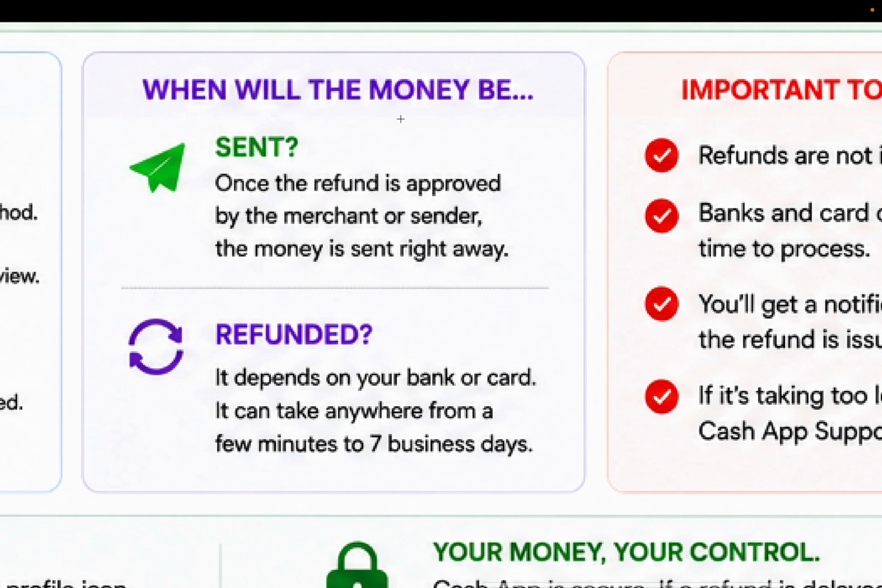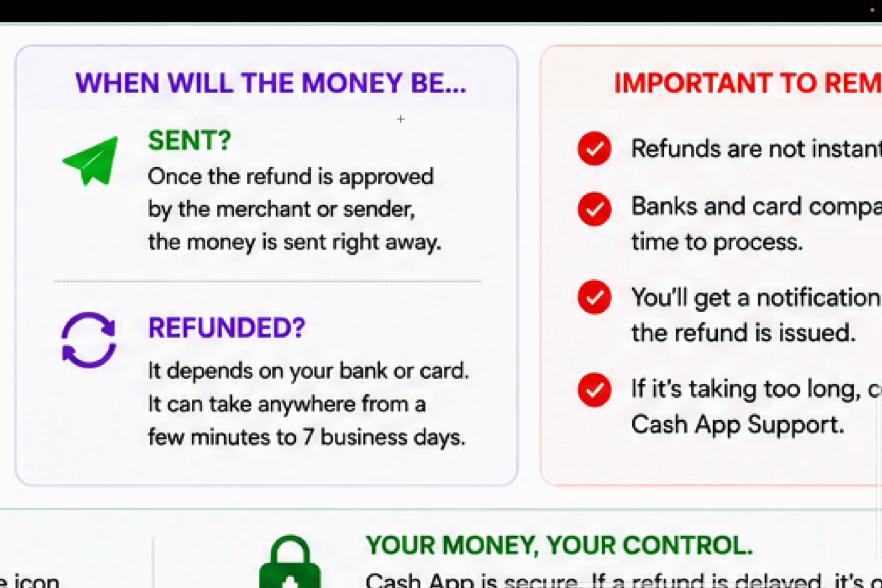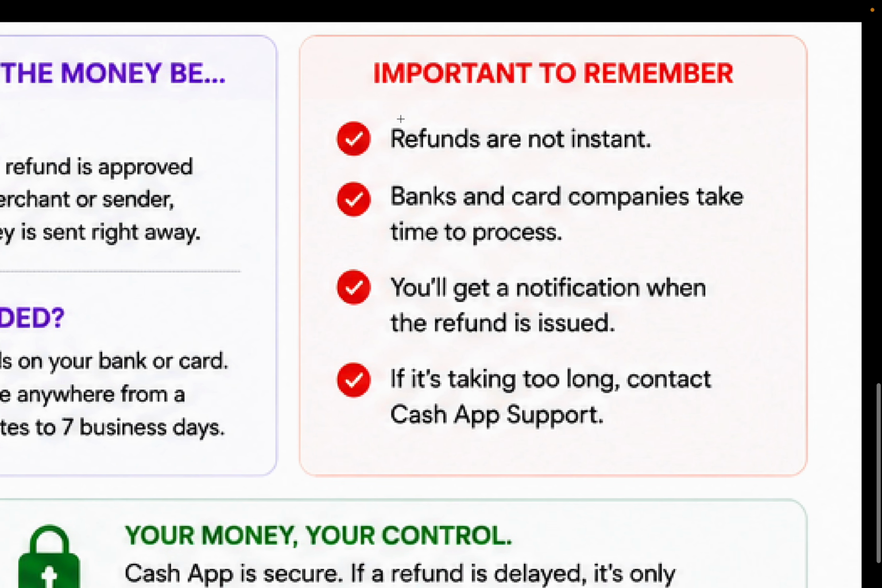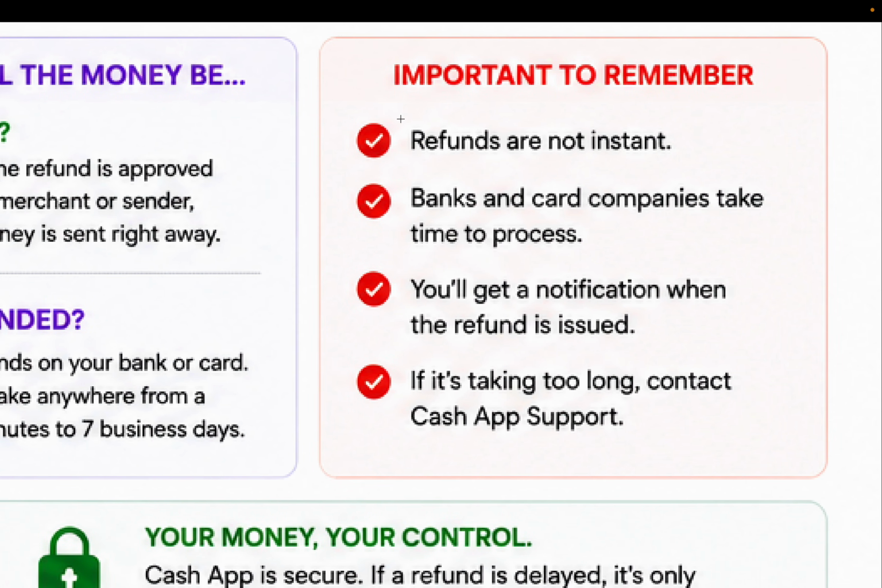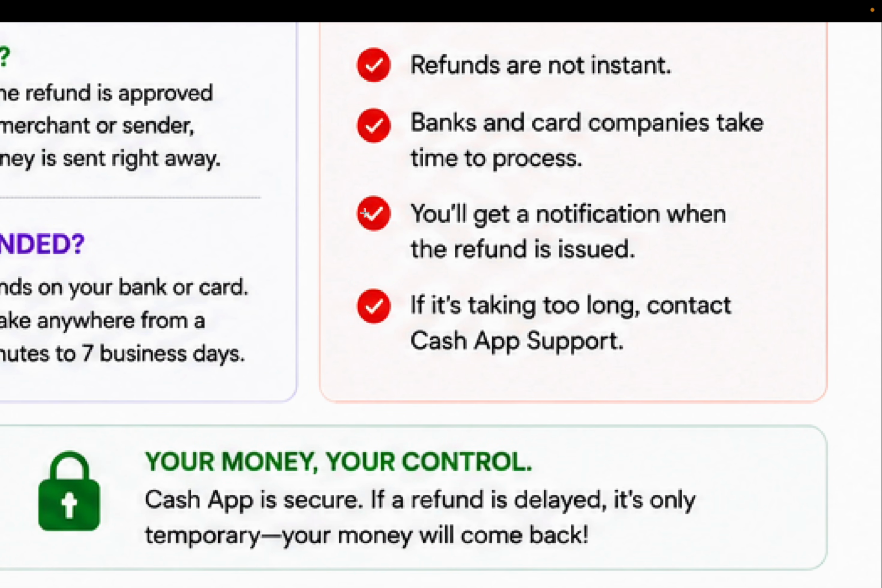And when will you get the money? Once the refund is approved by the merchant or the sender, the money is sent right away. Then it depends on your bank or the card. It can take anywhere from a few minutes to a few business days. Important to remember, refunds are not instant. Banks and card companies take time to process, and you get a notification when the refund is issued. If it's taking too long, contact Cash App support. Your money, your control.